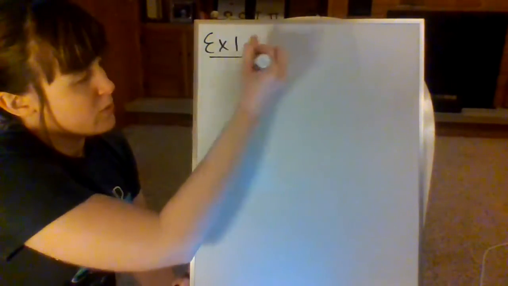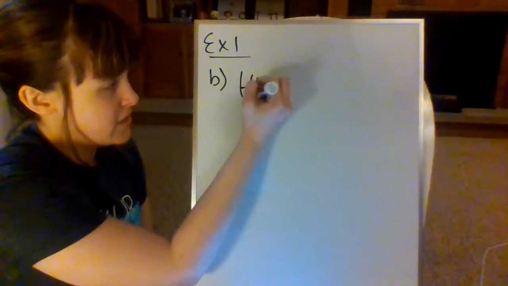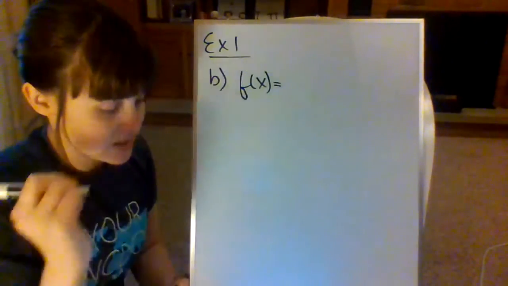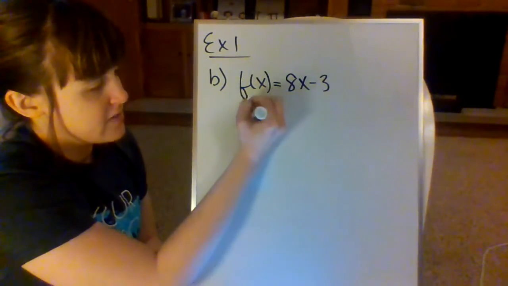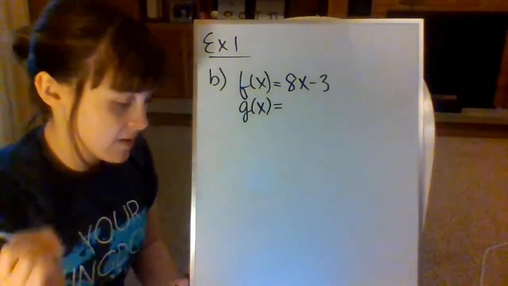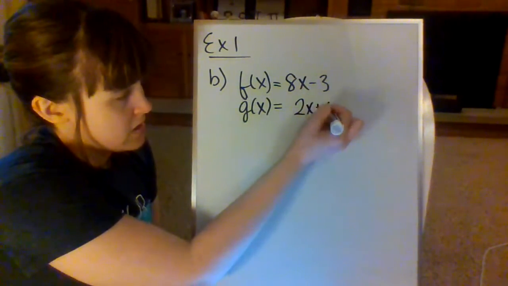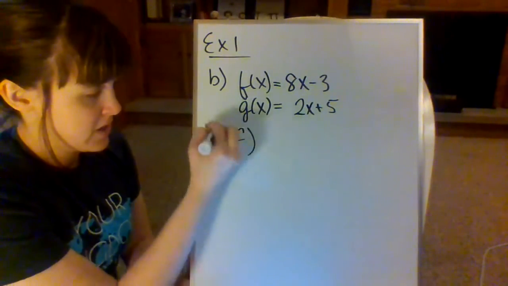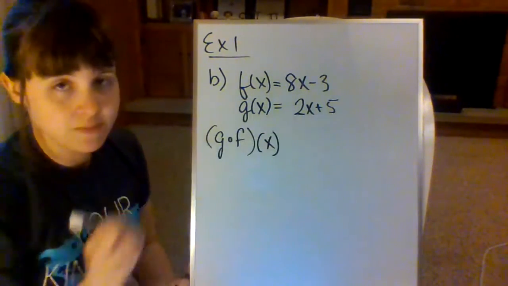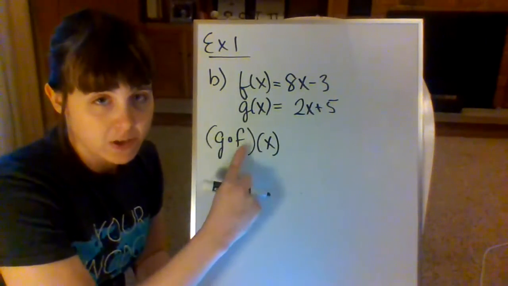This is still example 1. Part B says if f of x is 8x minus 3 and g of x is 2x plus 5, we're supposed to find g composed with f of x. So f comes second this time. It's the closest to x.